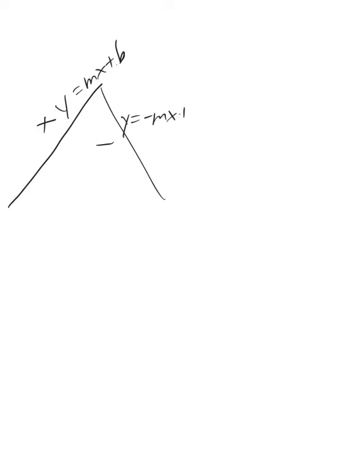I want you to remember this. A positive line goes like that, right? And that's going to be in the form mx plus b. A negative line goes like this, that's going to be negative mx plus b. If a line is flat like this, it has a slope of 0. If a line looks like this, it's undefined.